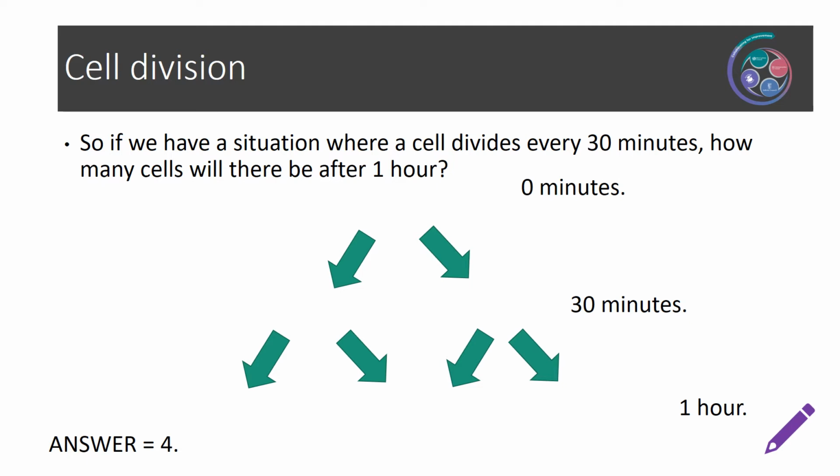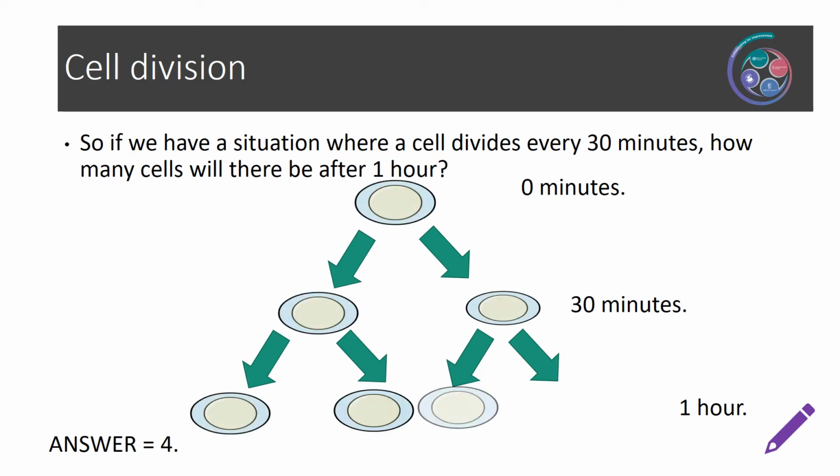So if we have a situation where a cell divides every 30 minutes, how many cells will there be after 1 hour? Well, basically, we're going to have 4 cells after 1 hour. Now, please do take a note of this question and the actual diagram so that you have a detailed note of how this process works.